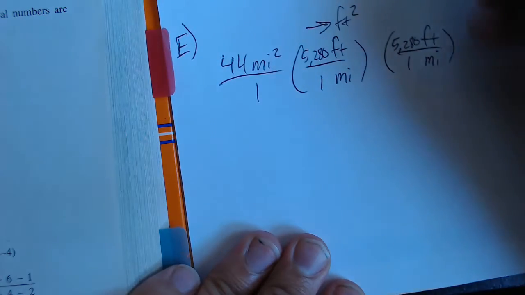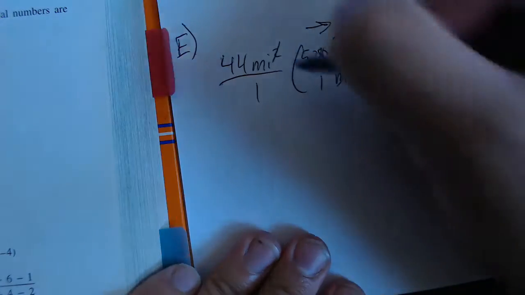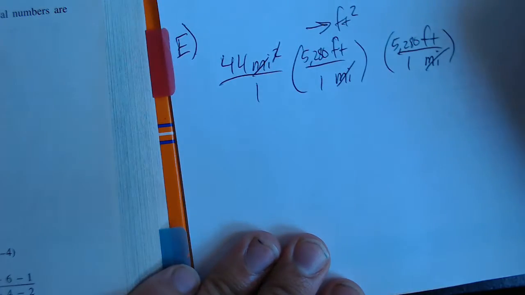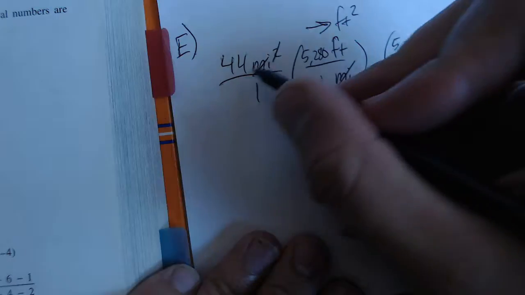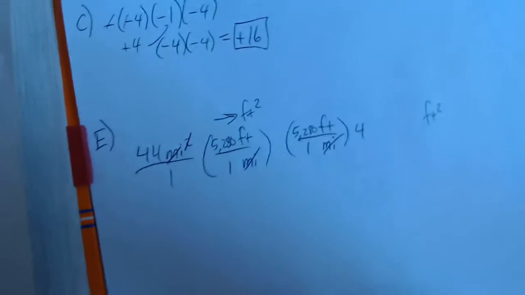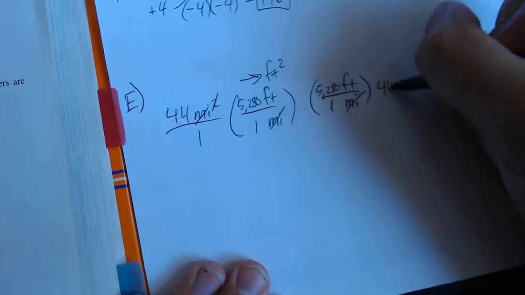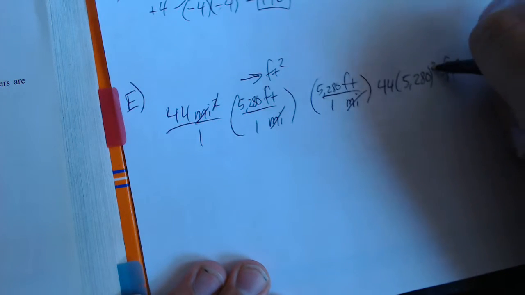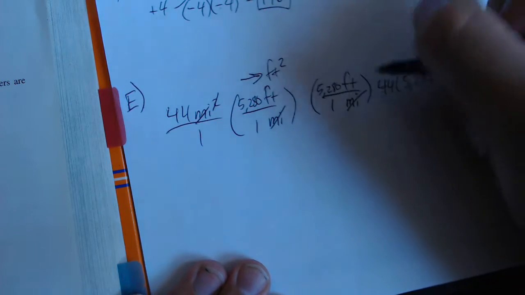And the last step is to simplify. So this one gets rid of the exponent, and then these two cancel. And then feet times feet equals feet squared. So then we have 44. Oops, let's zoom out. We have 44 times 5,280 squared feet squared. And that is your answer.